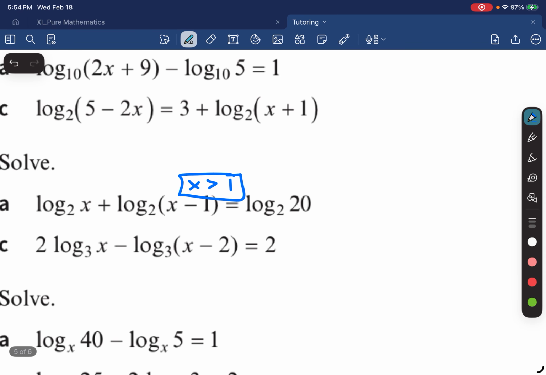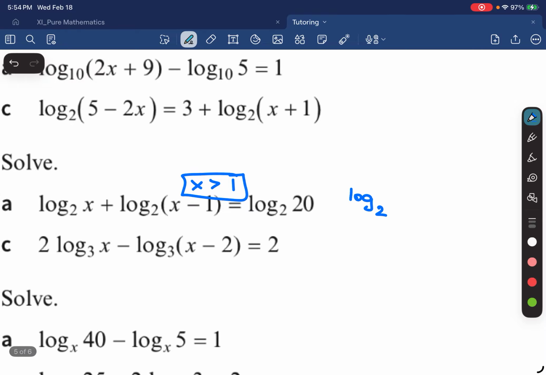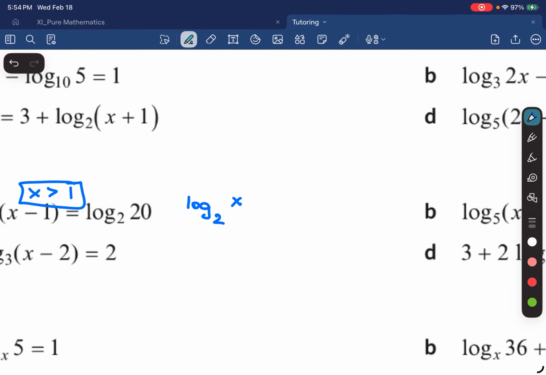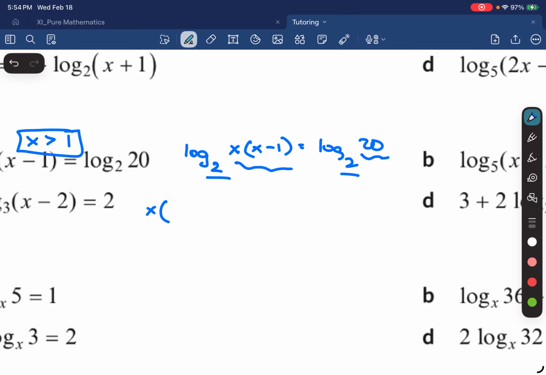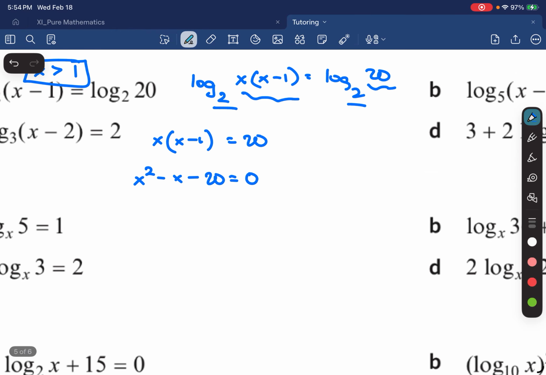And now we can just simplify as we did before. So log base 2, x plus x minus 1. We can multiply, equal to log base 2, 20. Because we have the same base, we can equate whatever we have here. So x times x minus 1 equal to 20. x squared minus x minus 20 equal to 0. And we can solve by factorization.